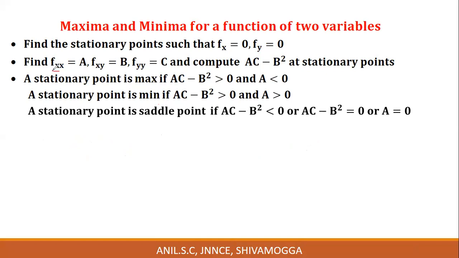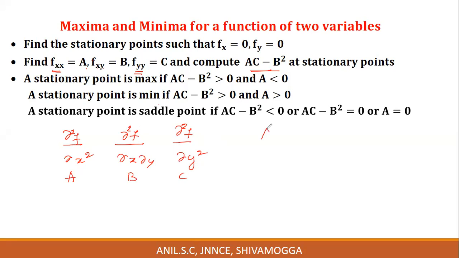And then find fxx. Fxx means del square f divided by del x square. We denote this by a. Fxy means del square f divided by del x del y. And then we find fyy, that is del square f divided by del y square. We find these three partial derivatives. We denote them by a, b, and c. And then compute ac minus b square. Corresponding to these stationary points, we find ac minus b square.